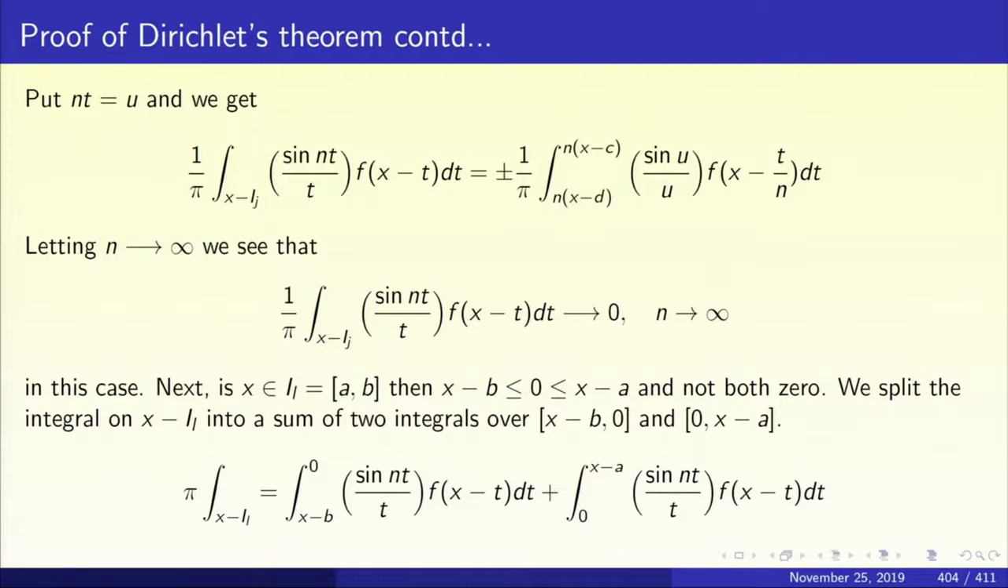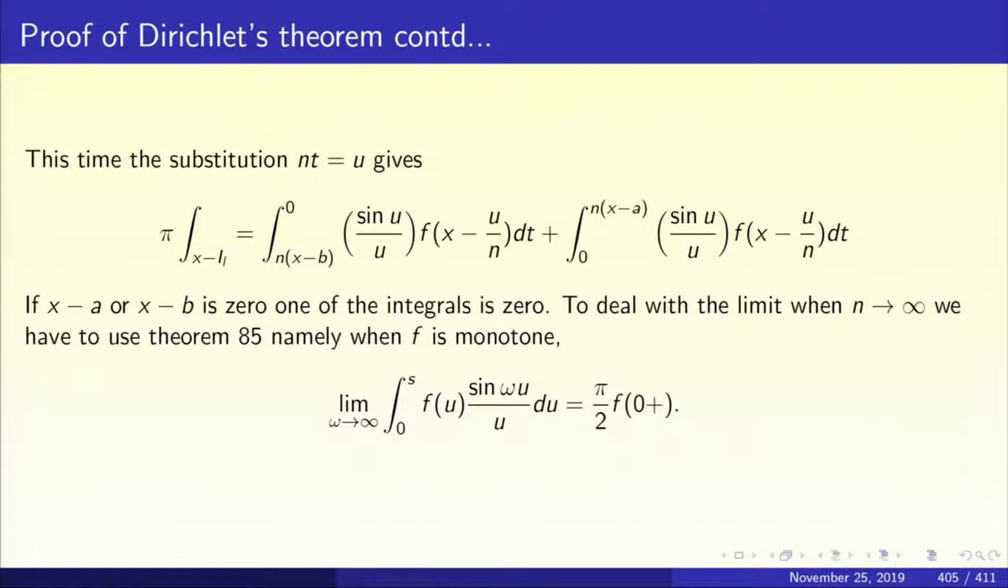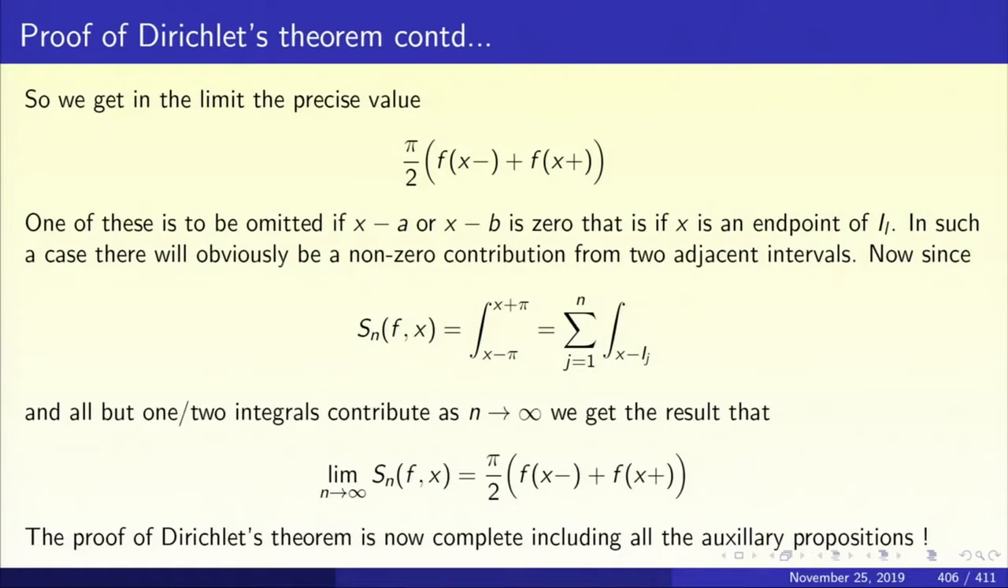Now we have to appeal to the lemma which we proved using Bonnet's mean value theorem, namely limit as omega tends to infinity, integral 0 to s of f of u sine omega u by u du equal to pi by 2 times f of 0 plus. If you use this lemma on each of the two pieces that you see in the first displayed equation on this slide, then you will see that you get precisely the contribution of 1/2 of f of x plus plus f of x minus. That's exactly what we have written in this slide.